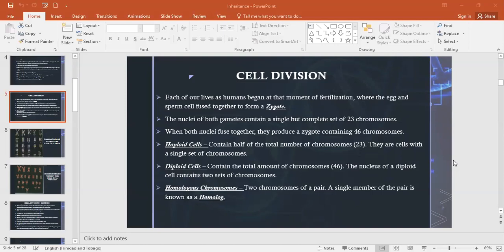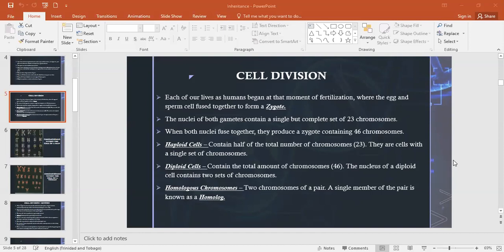So we know about diploid, we know about haploid, but now we get to homologous chromosomes. What exactly do we mean? We know about chromosomes, but what do we mean by homologous chromosomes? It just refers to two chromosomes that comprise a pair. Homologous is just the two parts that make up a pair. Remember, a pair is two. So homologous chromosomes are two chromosomes of a pair, which I will show you in a picture. One single member of that pair is called a homolog.